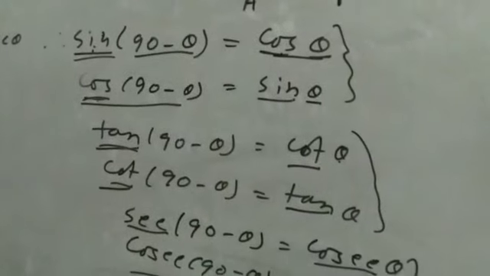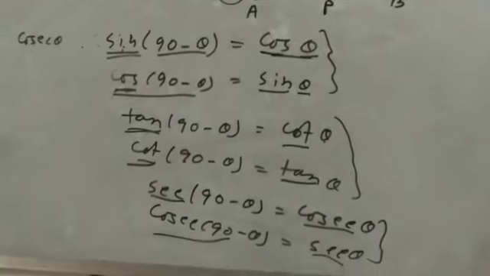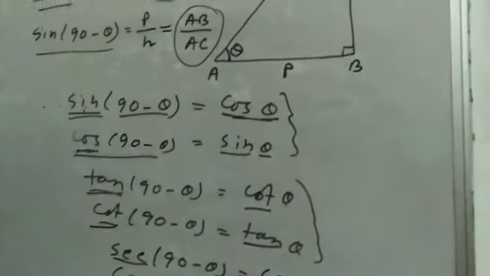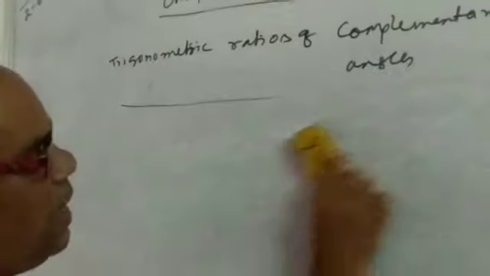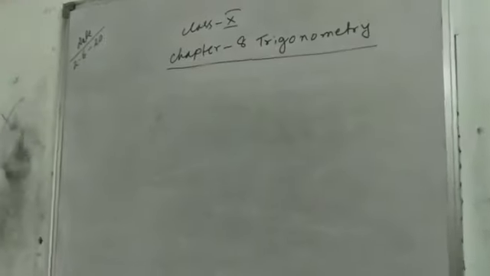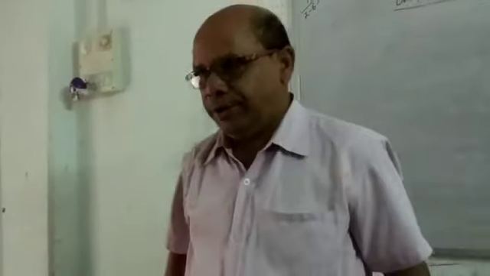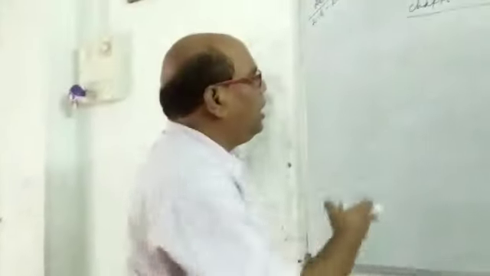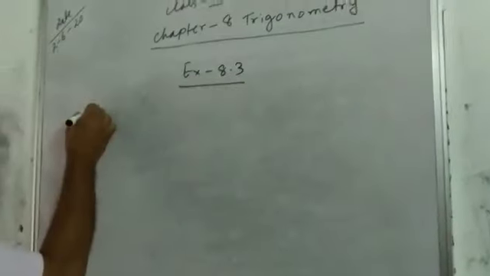Okay, then we can start exercise 8.3, trigonometric ratios of complementary angles. This we have to learn. Here all the problems are related to complementary angles. See page number 189, exercise 8.3. Evaluate. Question number 1.